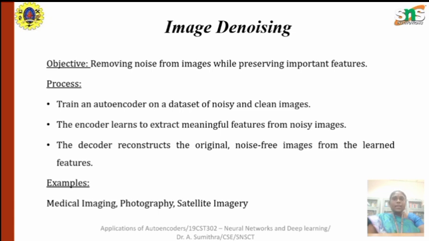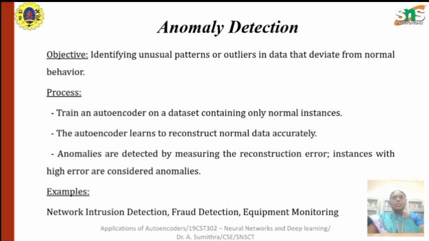Anomaly detection is all about how autoencoders can be used for anomaly detection by learning to reconstruct normal instances of data. During training, the autoencoder learns to reconstruct the input data accurately. However, when presented with anomalous data, the reconstruction error is higher, indicating the presence of anomalies. This approach is used for cybersecurity, fraud detection, and fault detection in industrial systems.